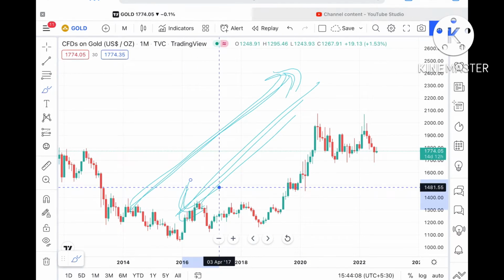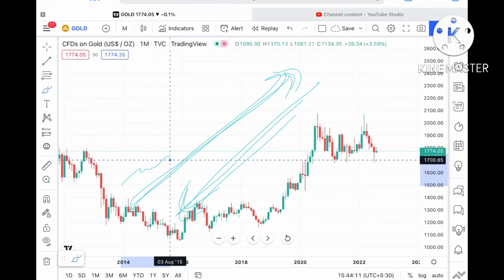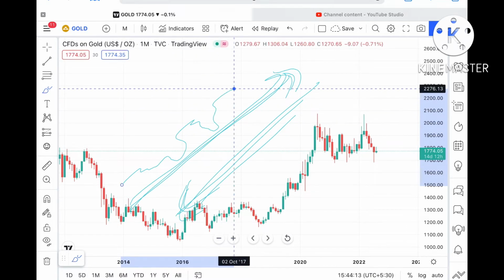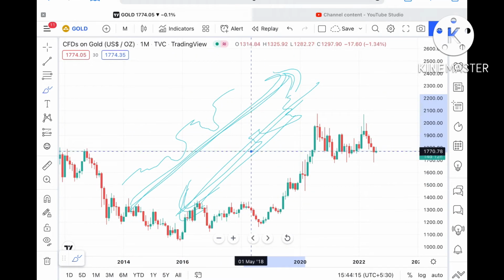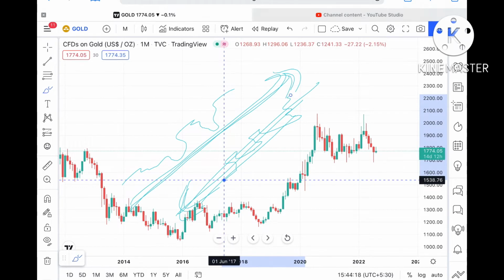Okay, how the market will move: it will go upside, hold for some time, then go upside again. In the same way it will hold for some time, then it will come down. The same way, it will hold for some time, then come down.